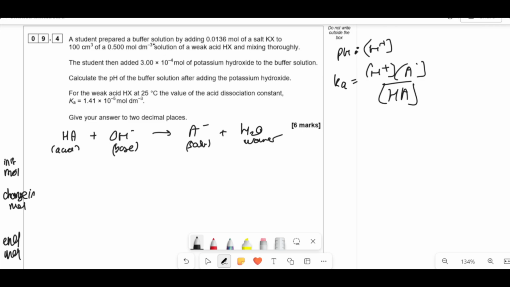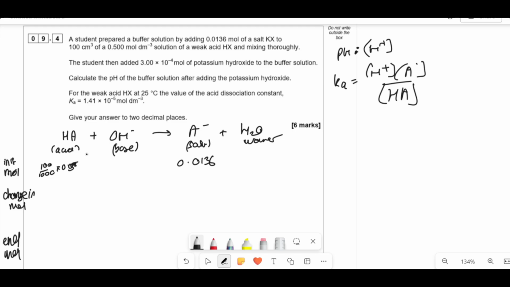So let's look at what we know. The student prepared a buffer by adding this much salt to this much of a weak acid and mixed thoroughly. So I know for this case, the amount of salt at the start here is 0.0136. Often it's 0, but here they've physically put salt in. Now, the weak acid is that. So the moles of the acid is going to be, whatever mysterious acid this is, 100 over 1,000 times 0.05. If I do that, I get 0.5.